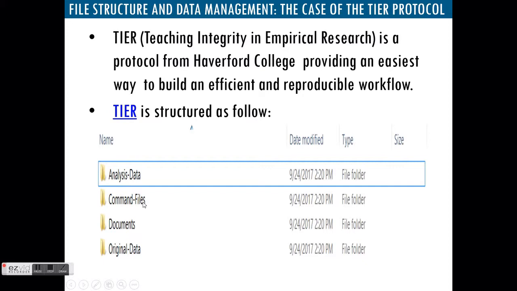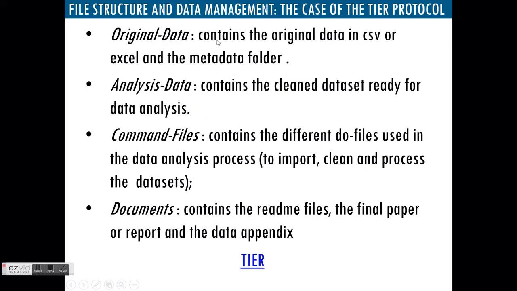Okay, so as I said, the original data contains the original data in CSV or in Excel, but also the metadata folder. The metadata folder is just like the questionnaire or any information that might help you to better understand your data, right? It can also be a report, the report of the KIHS, for instance, helping you to better understand your data and the origin of your data or how your data were collected. This is the first folder you have, the original data folder.